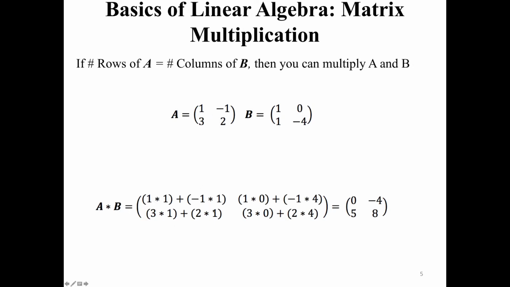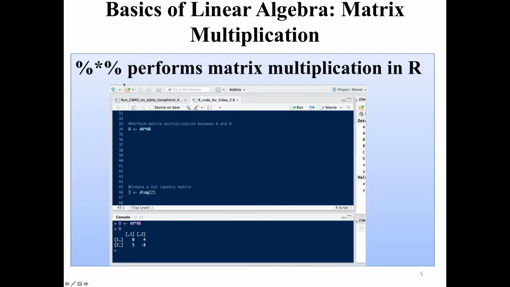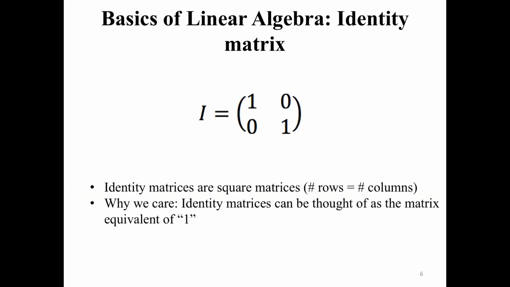It's kind of complicated. I have the formula written out here. I will illustrate this for the first row, and then we'll move on. So basically I'm going to take this times this plus this times this and add them together, and I get 0. So this operation here, percent asterisk percent, performs matrix multiplication in R.